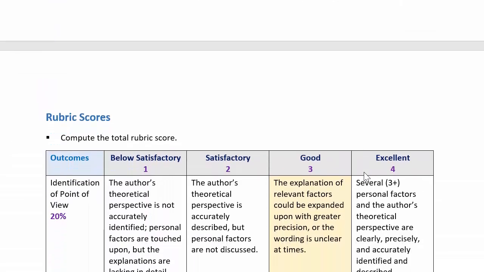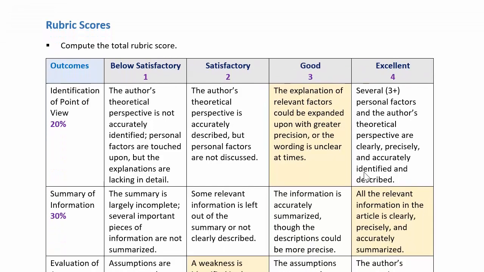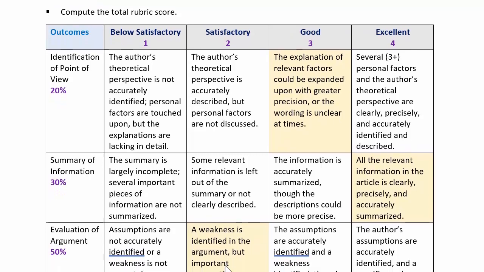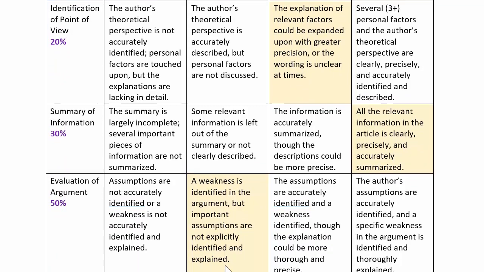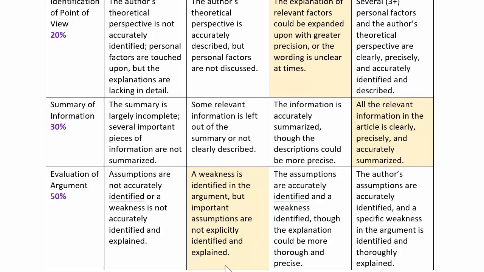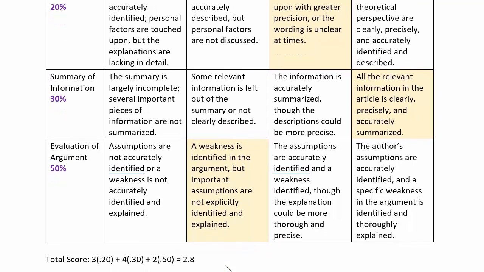The next step is to compute the total score. So you make a judgment. If you have a more simple scoring scheme, just one score for each performance level, you would assign a 3 for identification of point of view, a 4 for excellent, a 2 for evaluation of argument in this example. And then how do you compute the score? It's a weighted average, shown here.